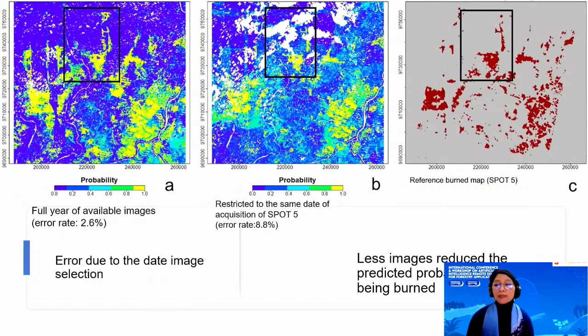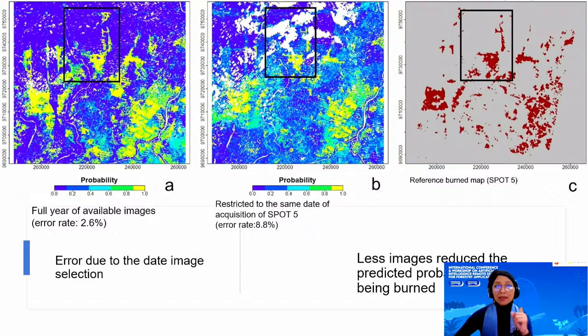Next slide, please. I just want to show you the experiment conducted to simulate the need for national monitoring of burn area. Here we examine how the date of image selection affects the error rate. We found that the out-of-bag estimate of error rate was comparable in 2014 and 2015 when all available images were used until the end of the year. The fewer images have suffered from smoke.